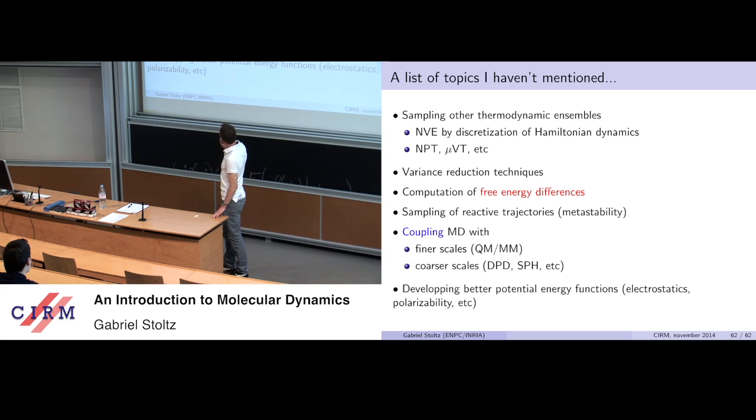Another thing is variance reduction techniques, to limit the fact that the prefactors in the statistical error are very large and to cope with those metastability issues. That's something which is quite understood for equilibrium dynamics. There are some ways to do it. For non-equilibrium dynamics, it's really not understood, I would say.